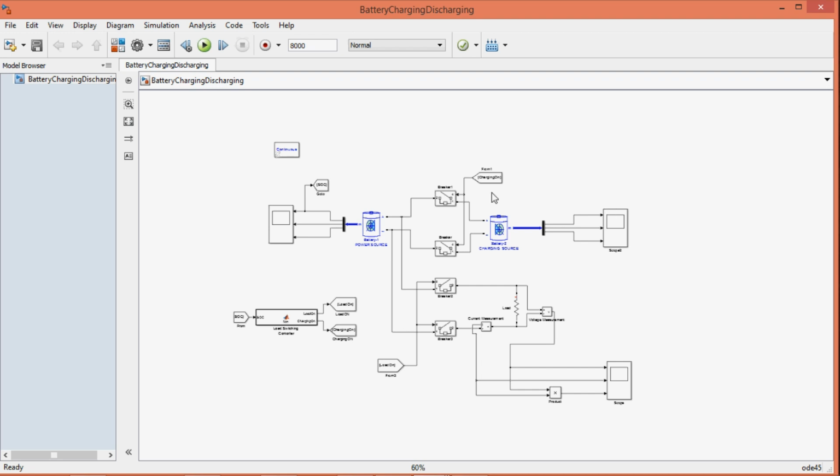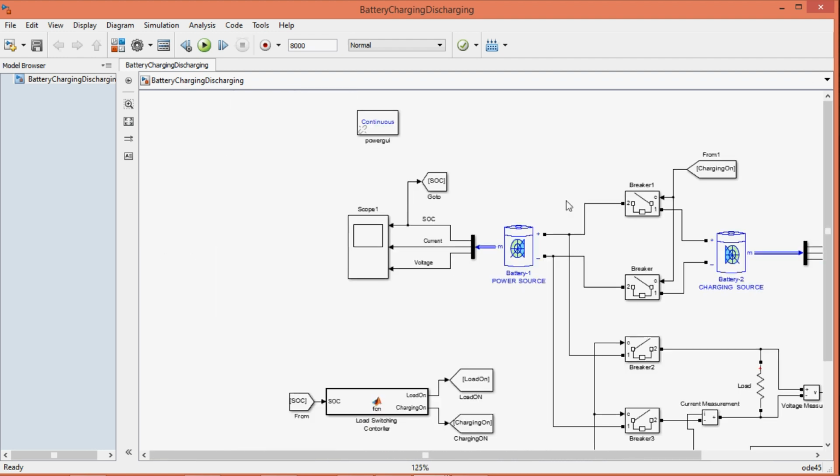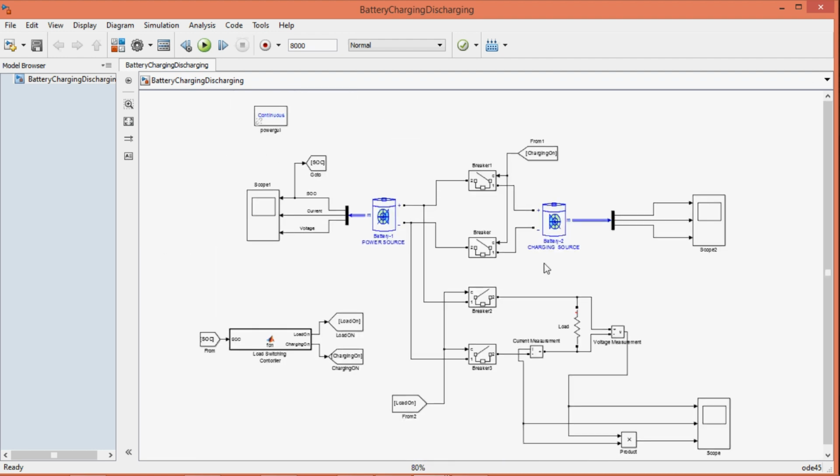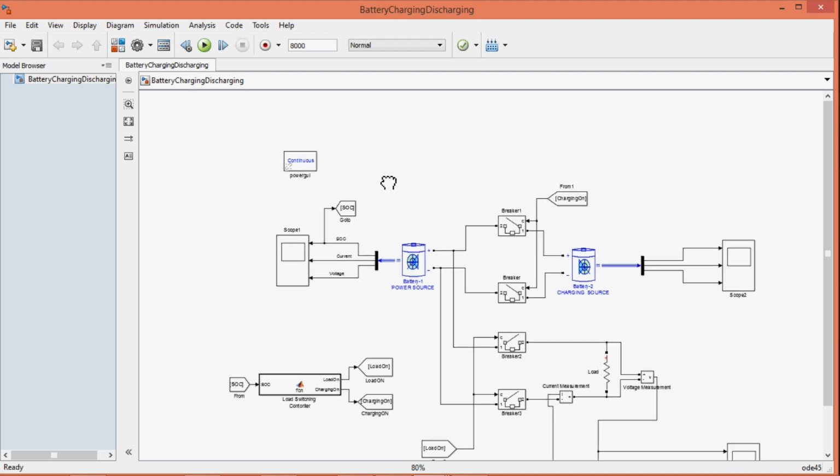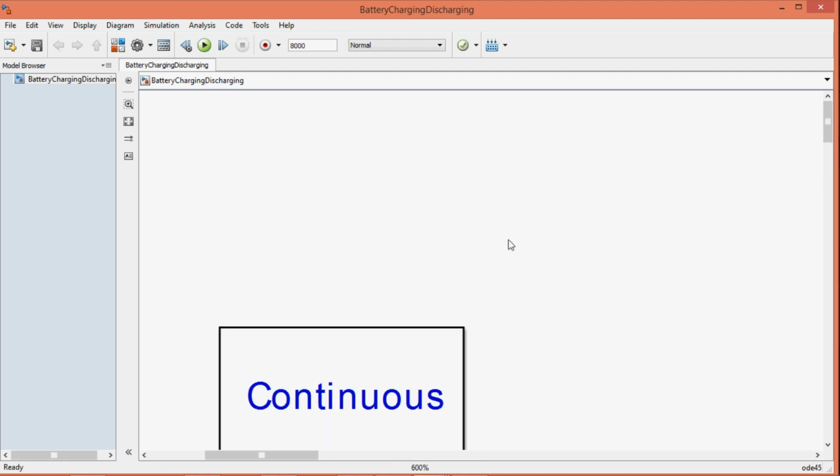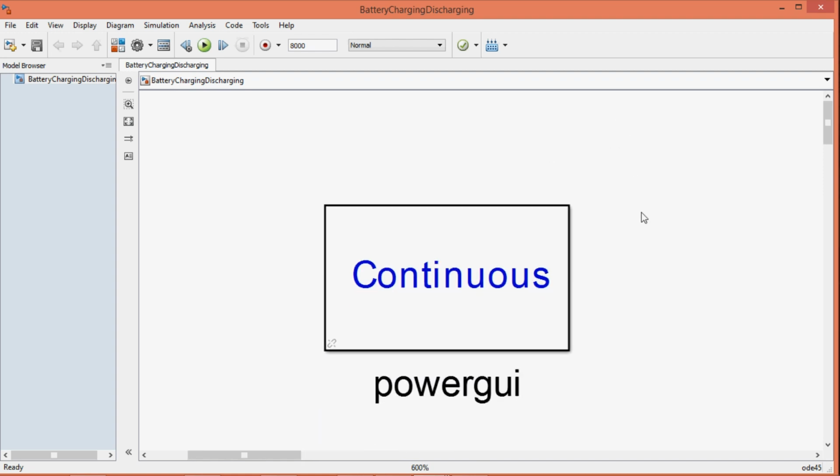So let's get started. Here is the full detailed model. Now I'll explain each and every block and their role in the model. Let's start with the Power GUI block. This block is a must whenever you are using a block from Sim Power System library.